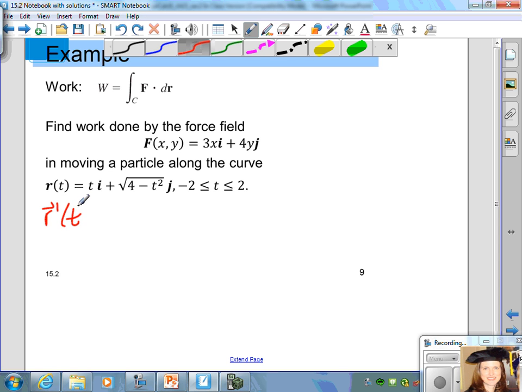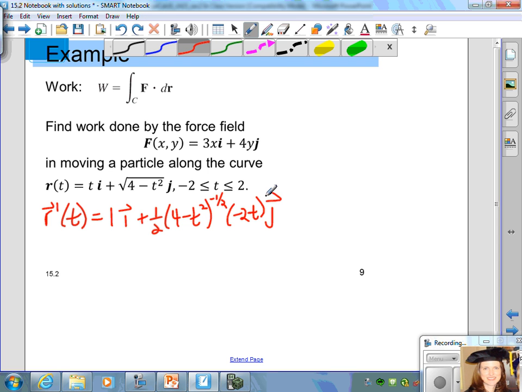R prime of t is found by taking the derivative of this. The derivative of t is 1, so it's going to be 1i. Now the derivative of the square root of 4 minus t squared, you're going to need to use the chain rule. This is the entire quantity to the 1/2 power. So that derivative is going to be 1/2 of the quantity 4 minus t squared. And subtract 1 from the power, you get -1/2. Multiply by the derivative of what's inside to get -2, and now that's -2t, sorry.